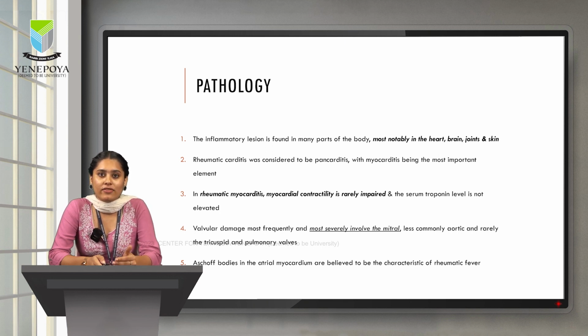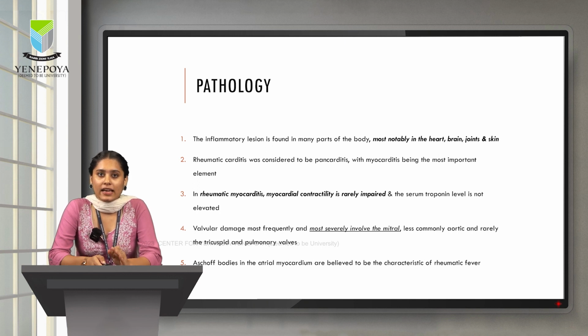You can see that valvular damage is most frequently seen, especially the mitral valve. The mitral valve is especially affected, and less commonly you can see that the aortic valve, tricuspid and the pulmonary valve are affected. That is the important thing to be remembered in rheumatic carditis.